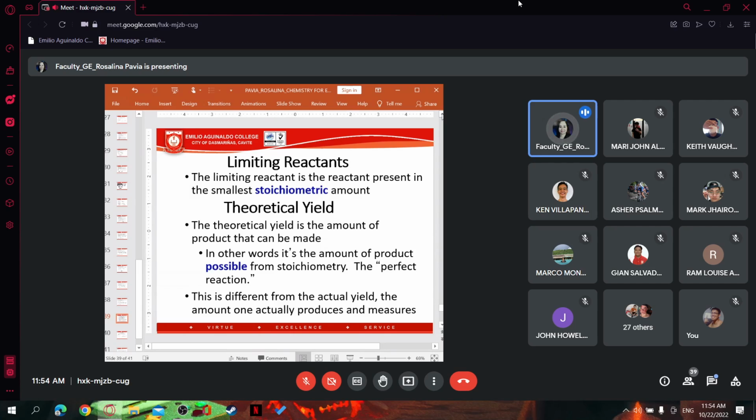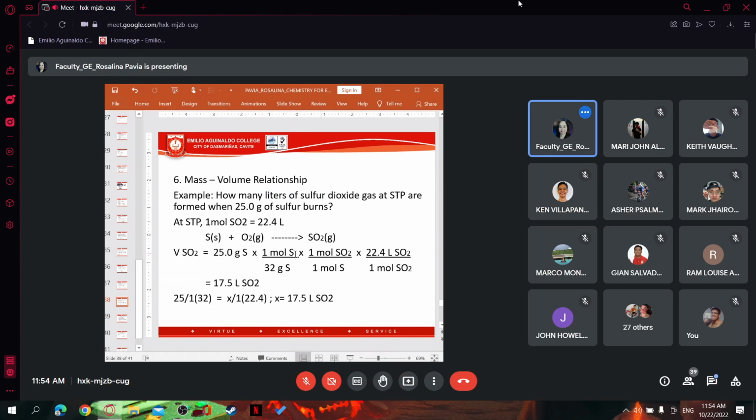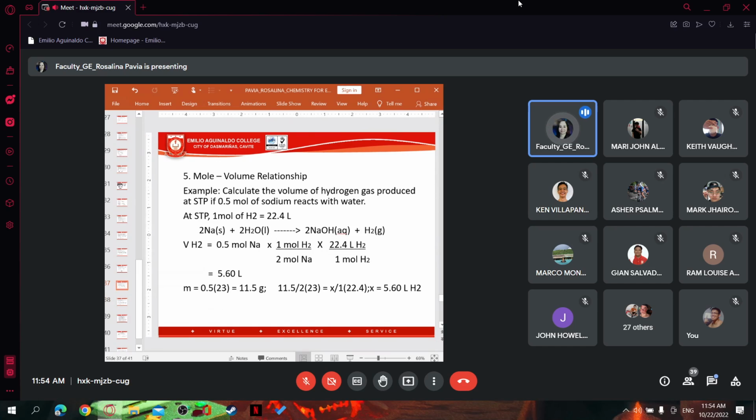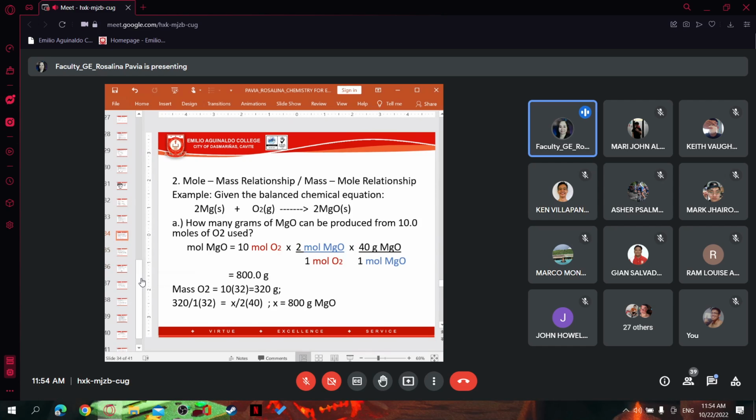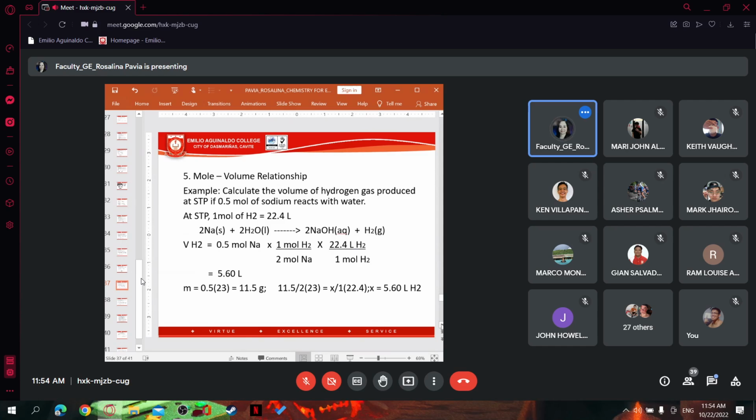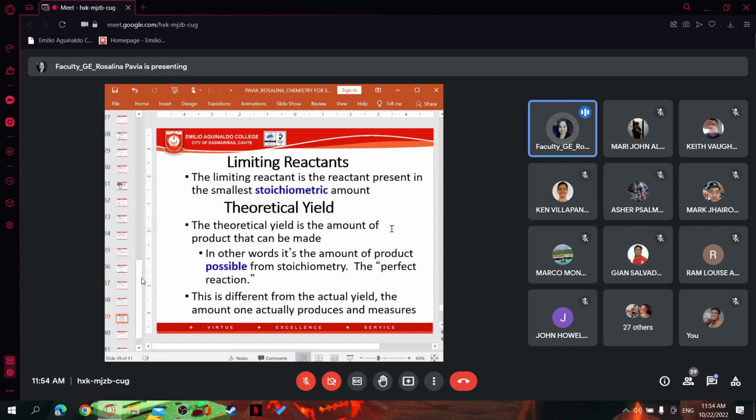Halimbawa, dito sa reaction na to, yung theoretical na sinusolve natin, we based it on the equation. Panay theoretical itong solution natin. Yung actual yield is actually the one that will be actually produced from an experiment. Pag in-experiment mo, kung ano yung na-yield mo, that is the actual.